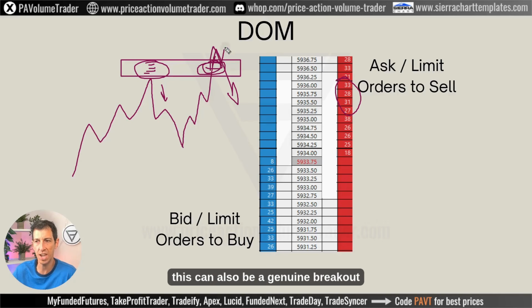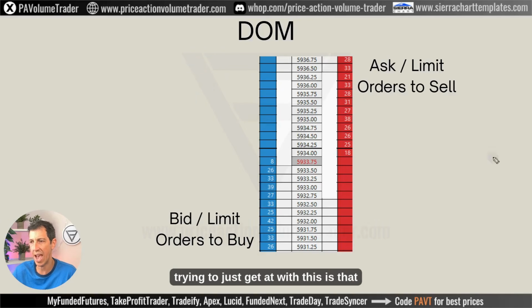Obviously, this can also be a genuine breakout and it's just going to liquidate the stop losses here, but the buy pressure might be enough to take it through. But what I'm trying to get at with this is that we need aggressive order executions in order for the markets to move.